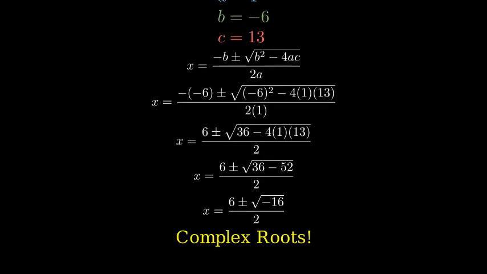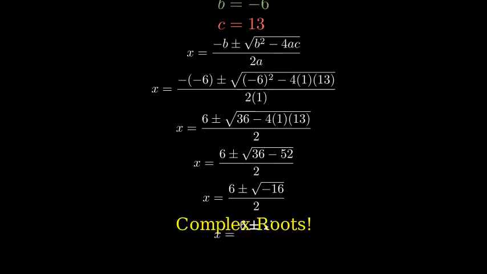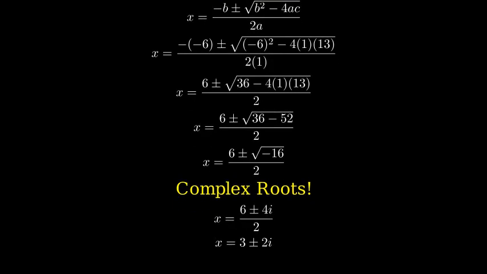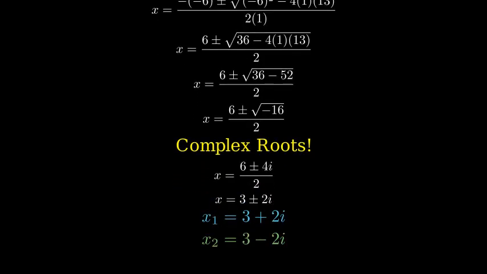Since we can't take the square root of a negative number in the real number system, this tells us that our equation has complex roots. We can rewrite the square root of negative 16 as 4i, where i is the imaginary unit. Simplifying further, we get x equals 3 plus or minus 2i. This means our equation has two complex conjugate roots, 3 plus 2i and 3 minus 2i.